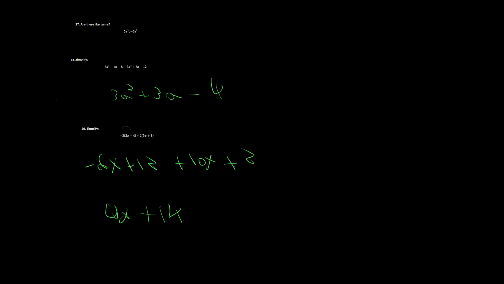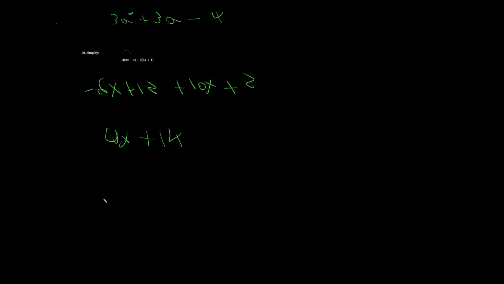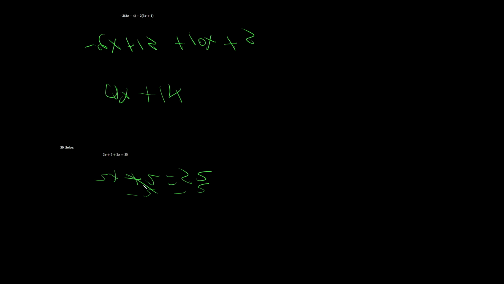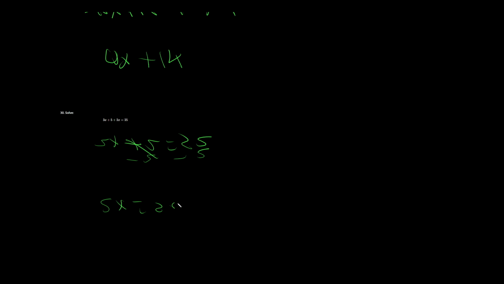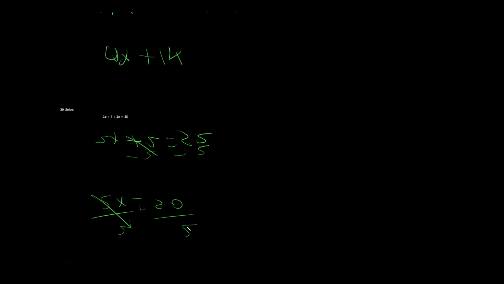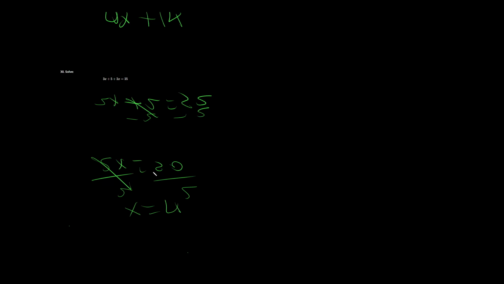Then we have number 30. Solve. Yeah, we haven't had a lot of solve for x. That's because that's next unit, but we have 3 of x plus 2 of x. So that gets us 5 of x plus 5 equals 25. You minus 5 from both sides. This cancels out, and we get 5 of x equals 20. You divide by 5 on both sides. This cancels out. We get x is equal to 4.